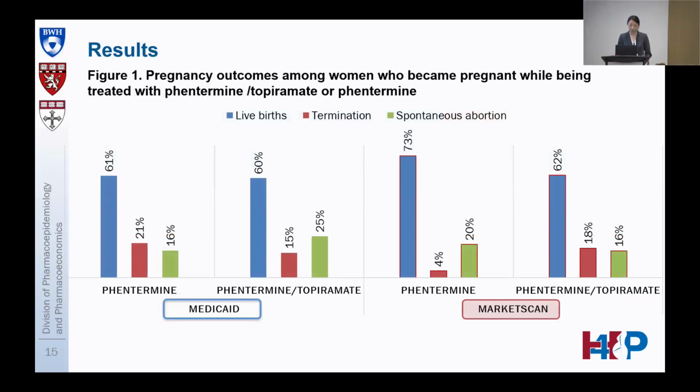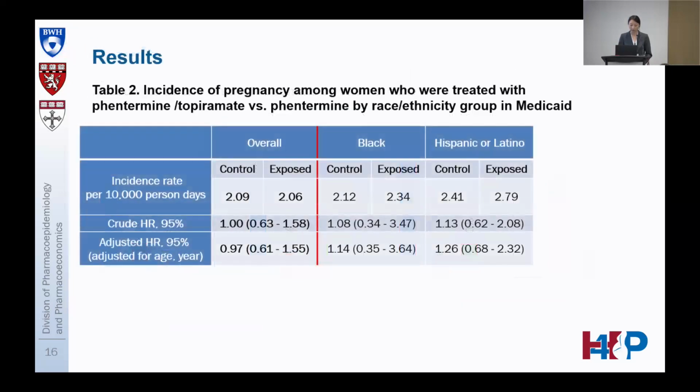Across both Medicaid and MarketScan databases and across the two treatment groups, we observe a quite similar distribution, except we observed in the phentermine group, the percentage of termination is a little bit lower in the MarketScan database. But most likely this is due to the fact that we have a limited number of patients that actually become pregnant to start with. So basically we have a quite small denominator here, and the estimate may not be quite accurate or stable across the two groups within a single database.